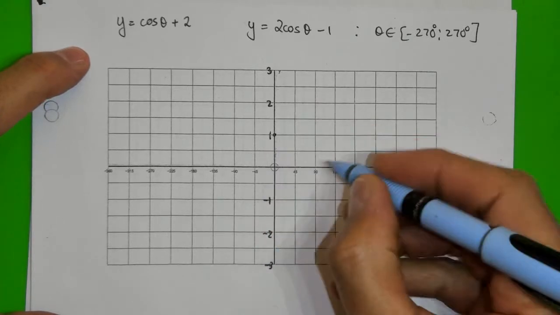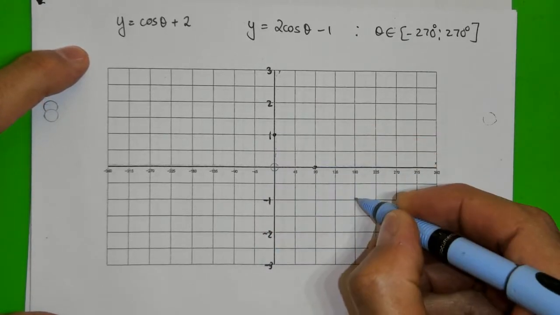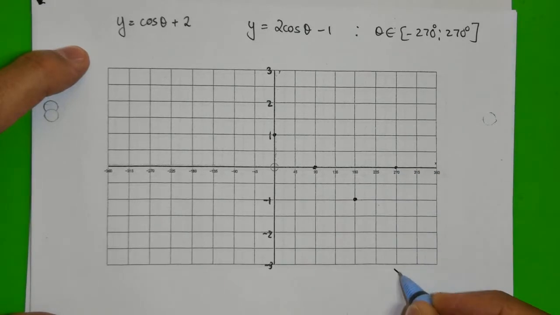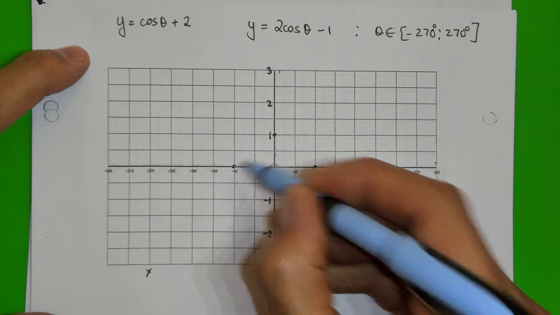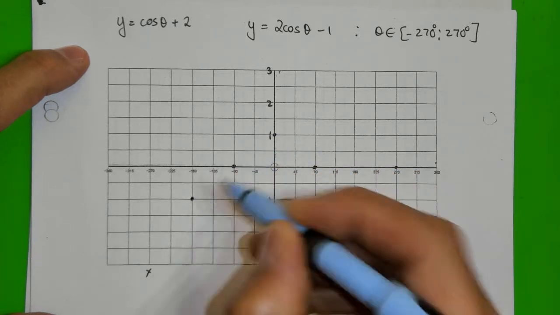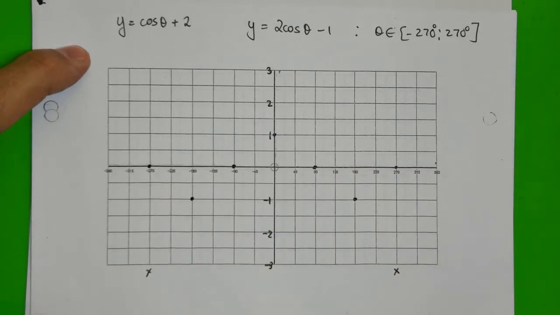Now remember what I said earlier on, I keep reminding you, you have to know the mother curve's critical points. So I'm going to color them in here. Notice we're sketching from minus 270 to 270. This comes down to minus 90, minus 180 and 270. So that's the mother curve critical values.